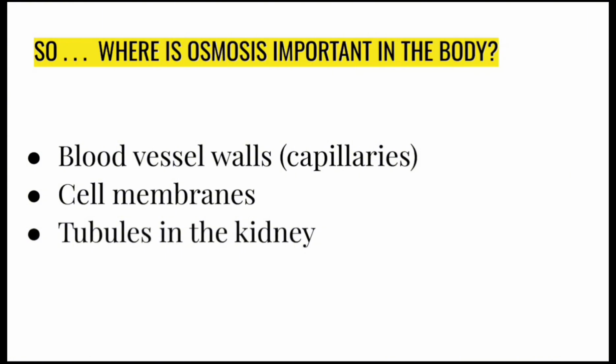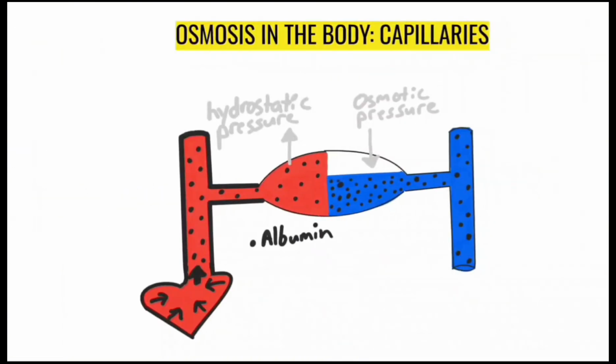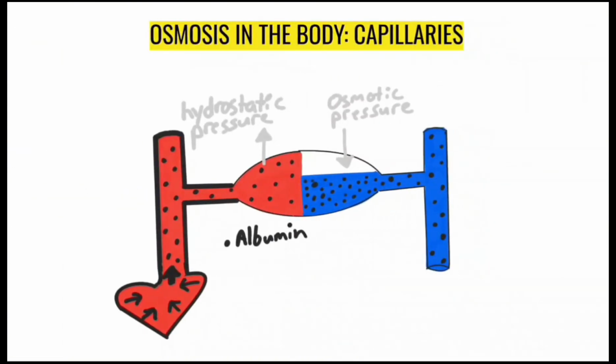And along the tubules in your kidney, osmosis is very important for controlling the concentration of your urine so that we can keep the concentration of our plasma at the proper levels. So in a small blood vessel called a capillary, osmosis turns out to be important.